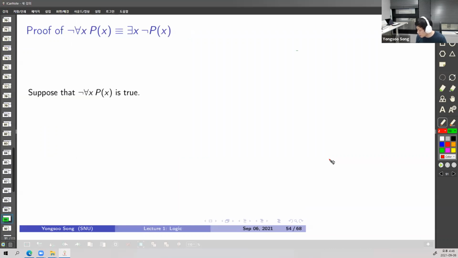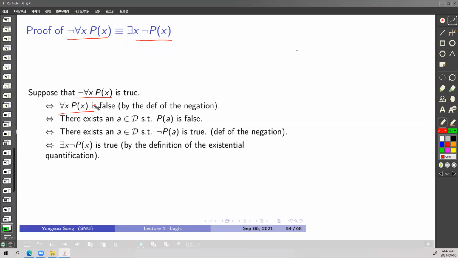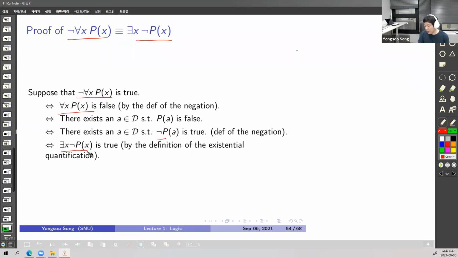So this is how to prove it. This is a proof of De Morgan's law. We show that these two statements are equivalent. If this is true, if and only if this statement is false, based on the definition of negation, meaning that there exists a such that P(a) is false, which is equivalent to saying not P is true, which can be represented like this. And you can make the same argument for the second De Morgan's law.